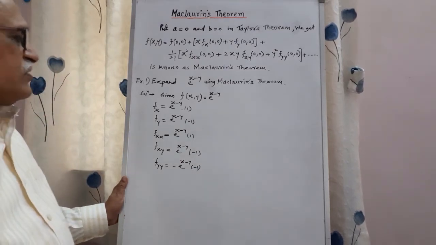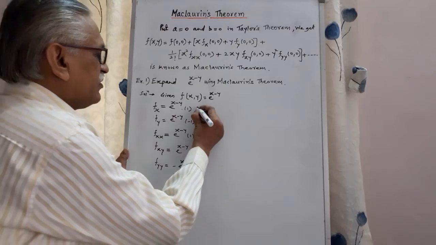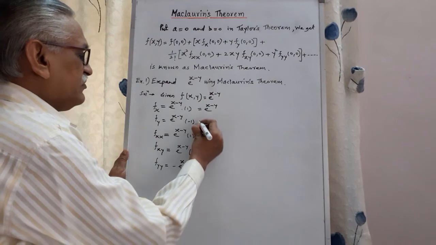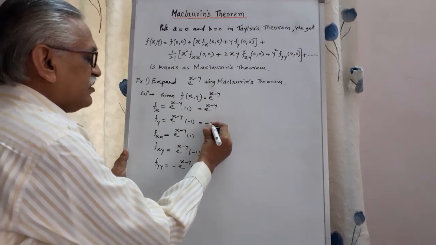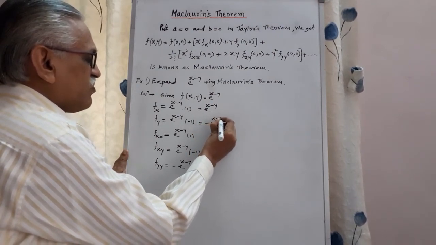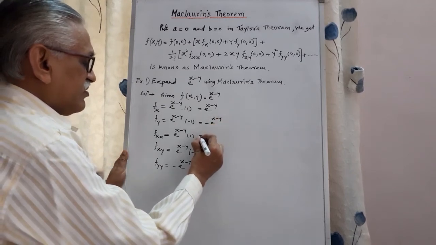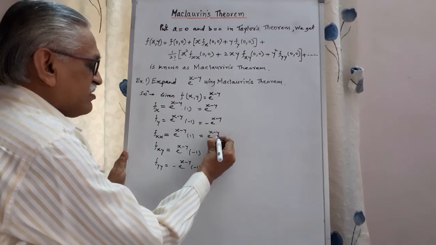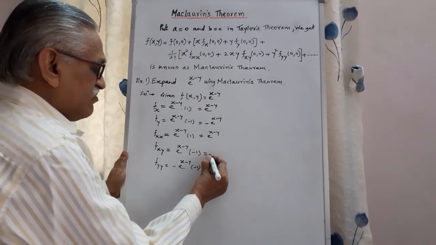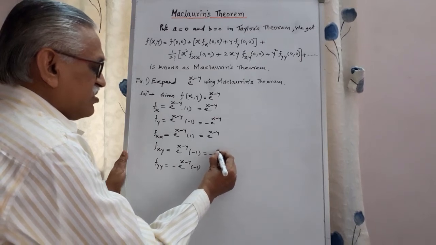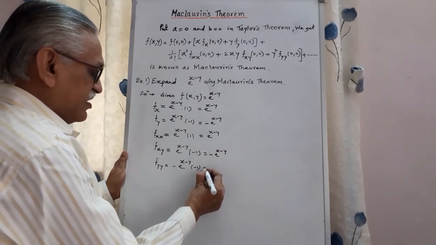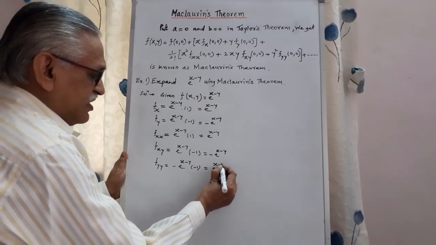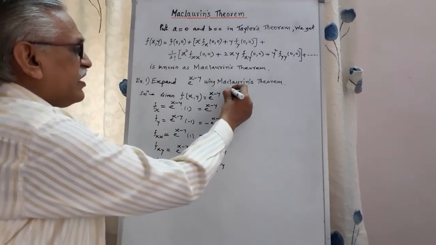Okay, if you want, we can simplify this. f_x is e raised to x minus y, f_y is minus e raised to x minus y, f_xx is e raised to x minus y, f_xy is minus e raised to x minus y, and f_yy is minus minus plus e raised to x minus y.